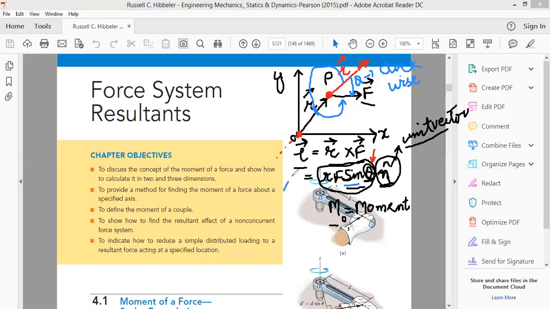Look, as you move from R to F through the smallest angle, you are moving in which direction? You are moving in the clockwise direction, okay? So we say that the direction of this torque is clockwise, okay?